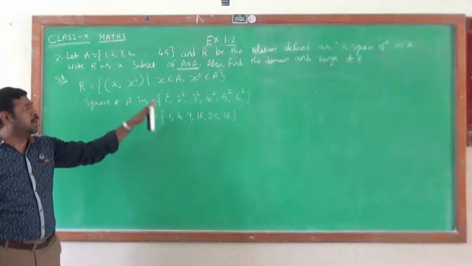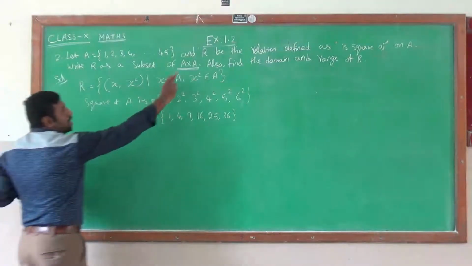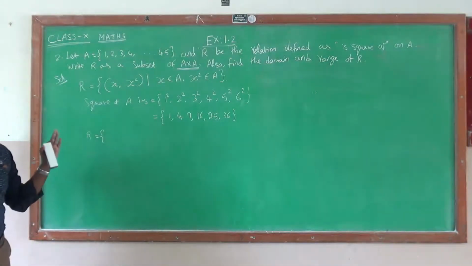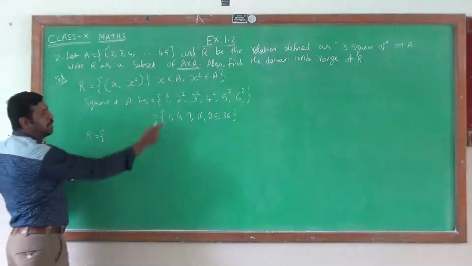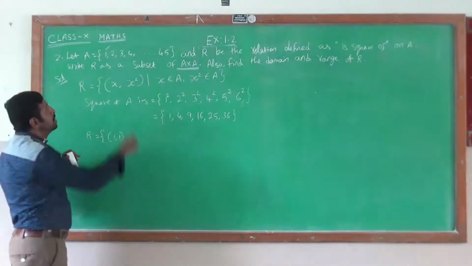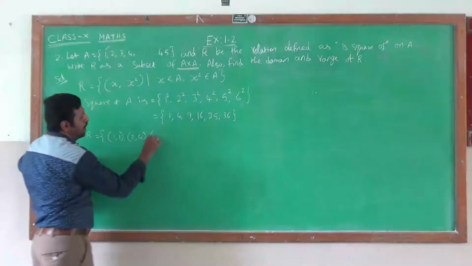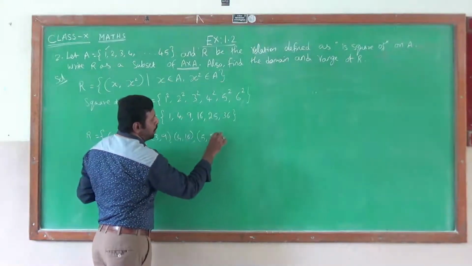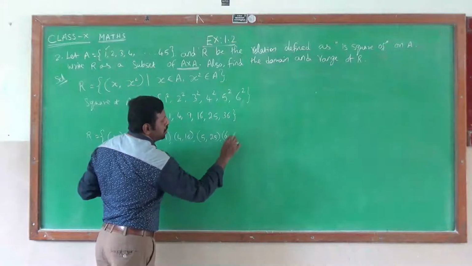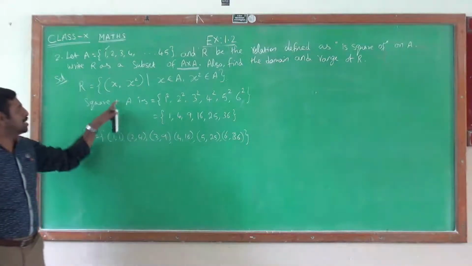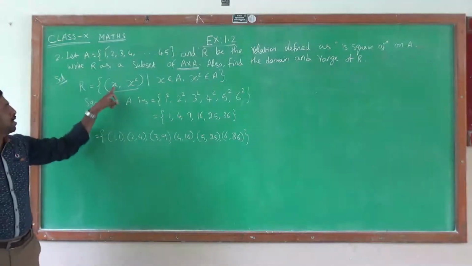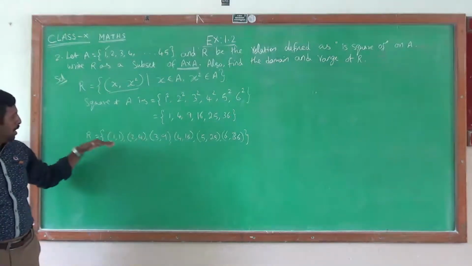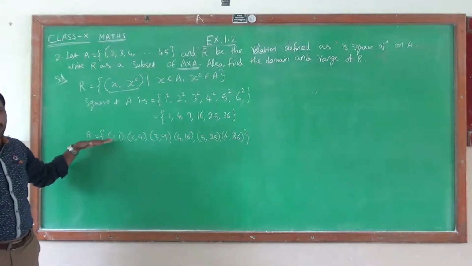Now we have to write the ordered pairs of A and A squared, right? The ordered pairs of R are: the first element 1 is mapped to 1, 2 is mapped to 4, 3 is mapped to 9, 4 is mapped to 16, 5 is mapped to 25, and 6 is mapped to 36. Because in the relation, x is 1 means the square of x is 1 squared, and x is 2 means the square of 2 is 4. So this is the subset of A cross A.